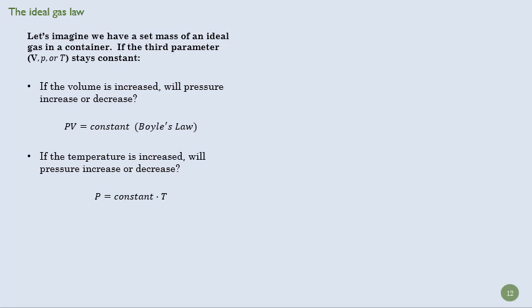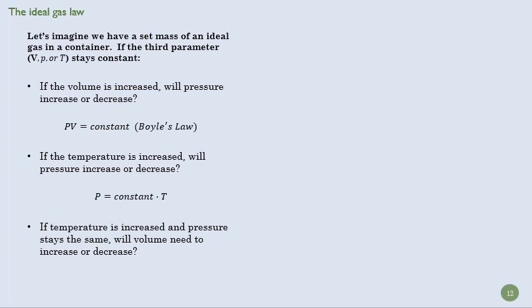Now, pressure and temperature have to be absolute here. So if there's zero pressure, we have to have a value of 0. If there's no kinetic energy in the molecules, then temperature has to be 0. So we have to use the Kelvin scale.